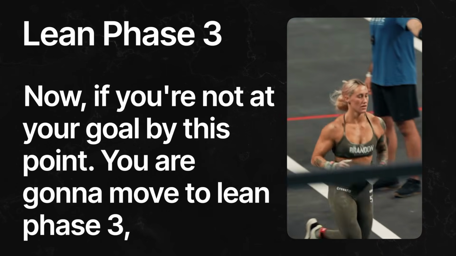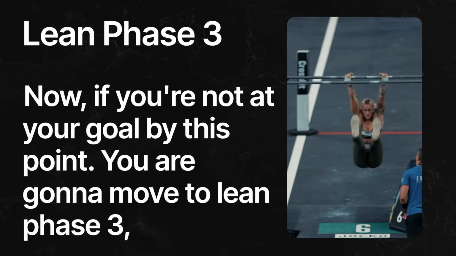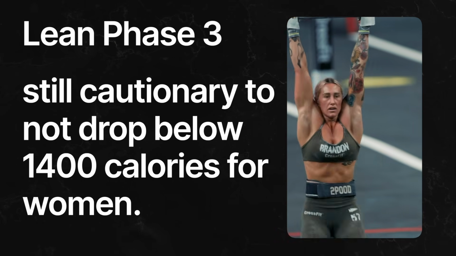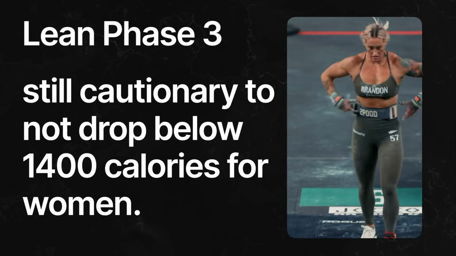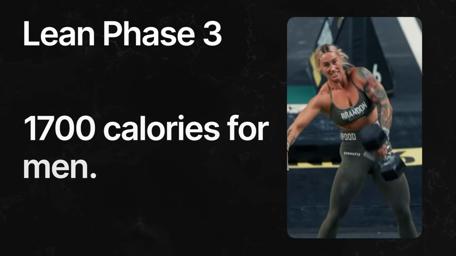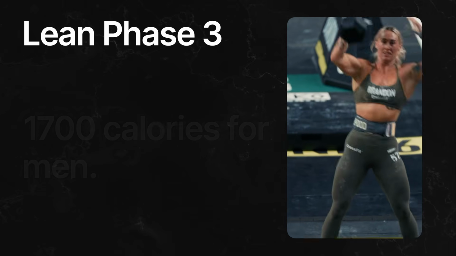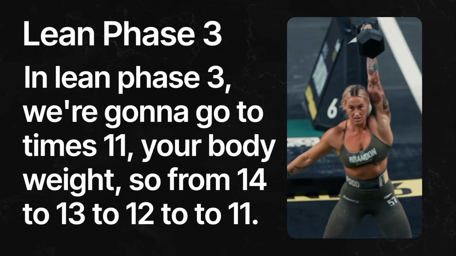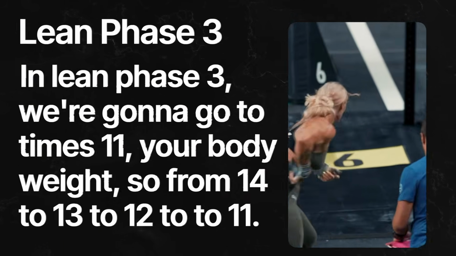Now, if you're not at your goal by this point, you're going to move to lean phase 3. Still, cautionary to not drop below 1,400 calories for women, 1,700 calories for men. In lean phase 3, we're gonna go to times 11 your body weight. So from 14 to 13 to 12 to 11, okay? If you're already below those calorie amounts from lean phase 2, you just need to stay on lean phase 2. Very important. Times 11 your body weight is going to be lean phase 3.